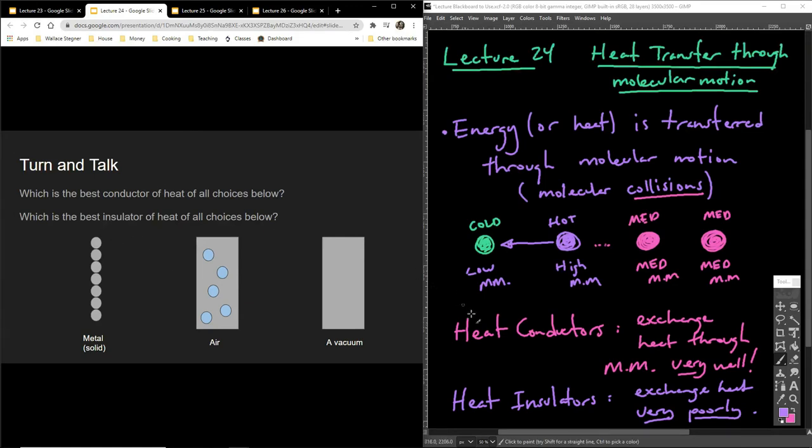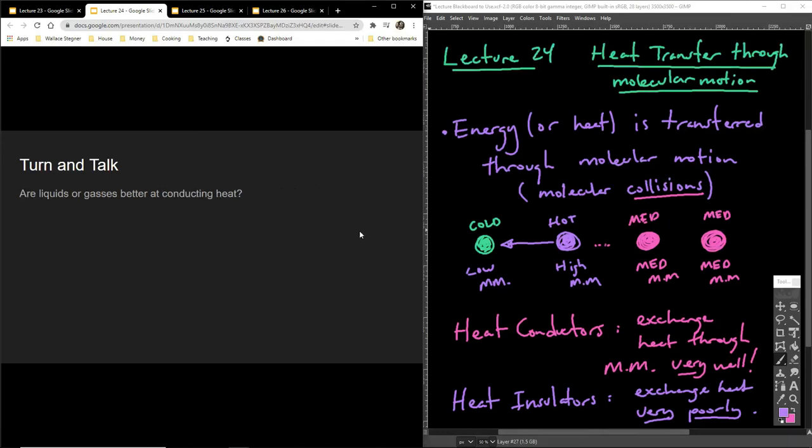Okay, and the best insulator says that basically what I'm saying is which exchange heat very poorly. It would be this one. Vacuums exchange heat incredibly poorly. Why? Because they do not have molecules that can be used to transfer energy through molecular motion.